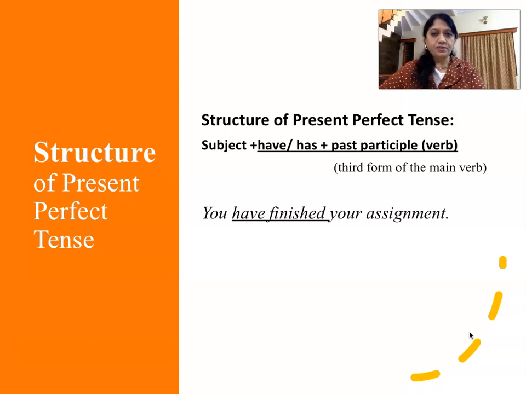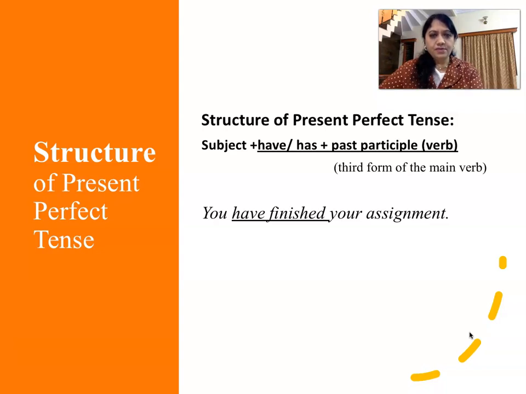Let's look at this example. You have finished your assignment. So if you look at the word finished, this is the past participle of the main verb. Can you tell me which is the main verb or the base form of the verb finished? Yes, you're right. It is finish. So we make use of the third form with a have or a has.